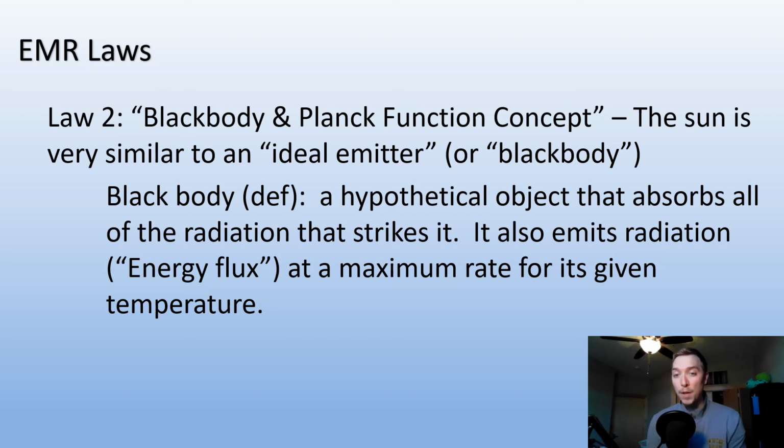Second law, and this is where it gets a little more complicated, is what we would call the black body and Planck function concept. So the sun is very similar to what we would call an ideal emitter or black body. It is emitting electromagnetic radiation away. The definition of a black body is a hypothetical object that absorbs all of the radiation that strikes it. It also emits radiation, energy flux, at a maximum rate for its given temperature. So basically it's taking in everything and giving off as much as it possibly can.